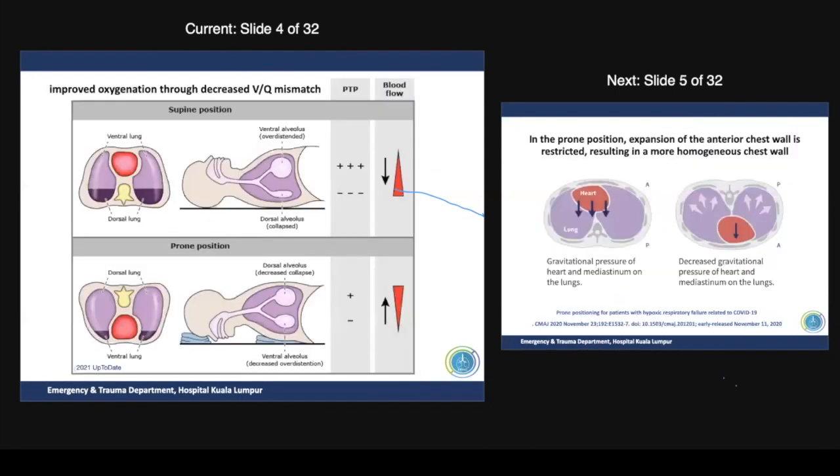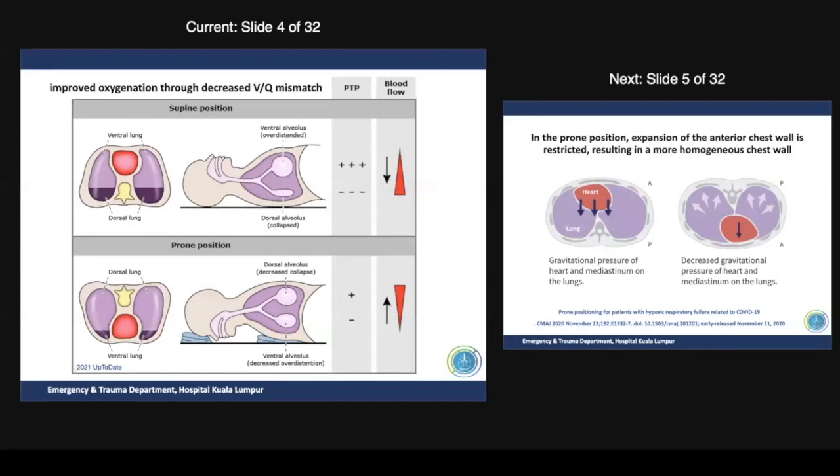So kalau kita tengok ni, so from this, basically, when you prone an intubated patient, what is happening is actually improvement of the homogeneity, the homogeneous transpulmonary pressure in the lung compared to the ventral and the dorsal parts of the lung is actually improved. Kalau kita tengok dekat supine position gambar atas ni, okay, for a supine patient, dia punya anterior part, which is the ventral part of the alveoli, dia punya transpulmonary pressure is higher. So, and the posterior part of the alveoli tends to collapse.